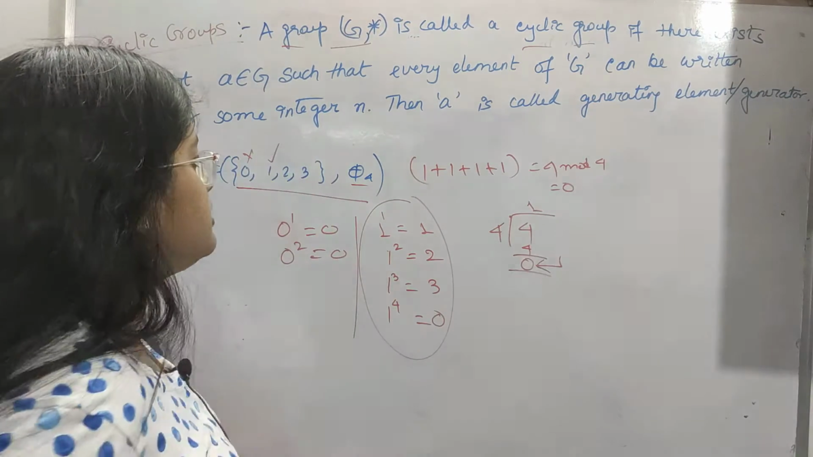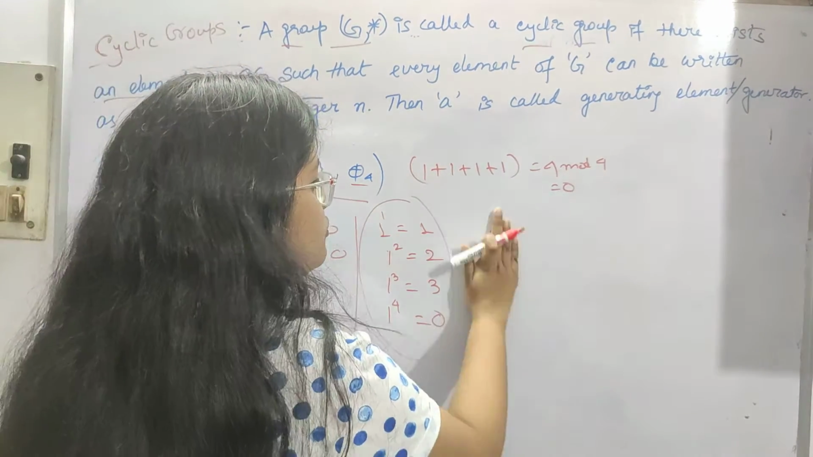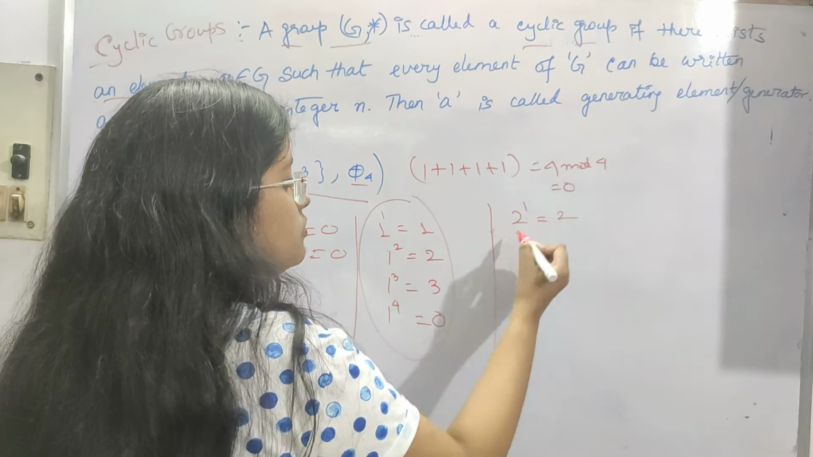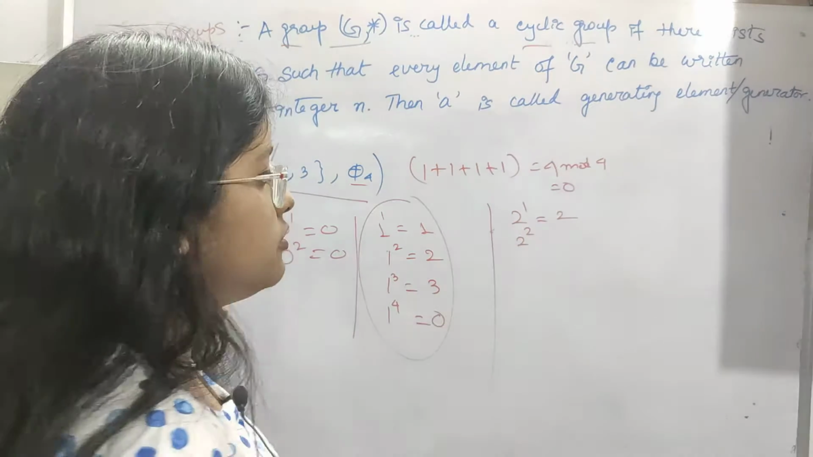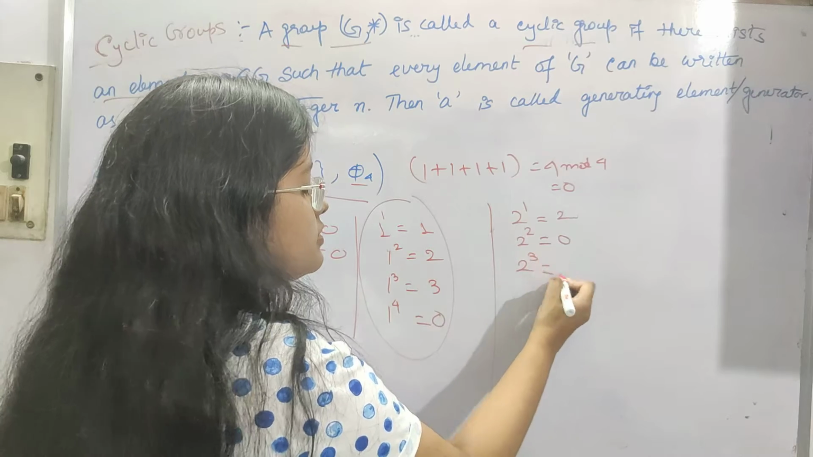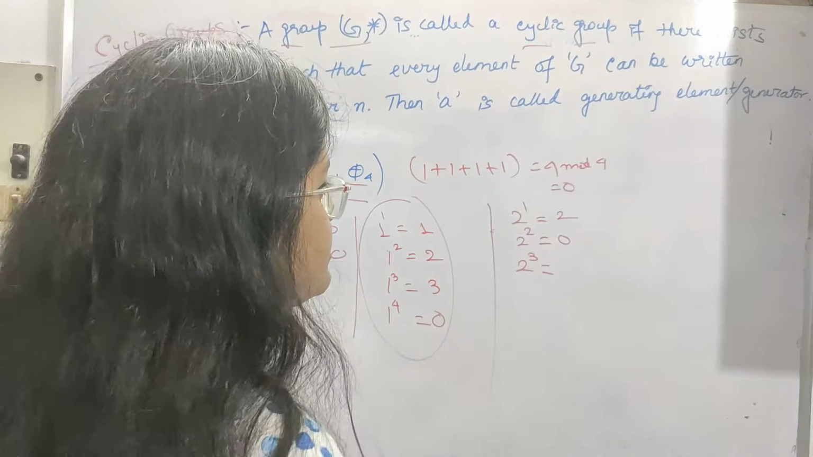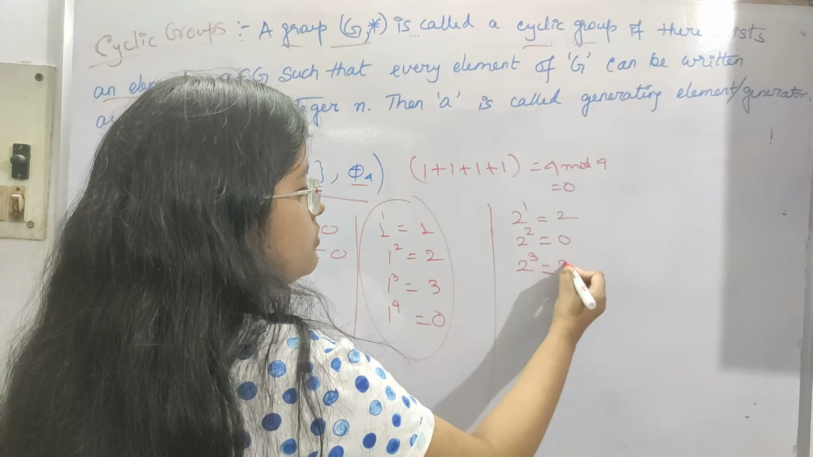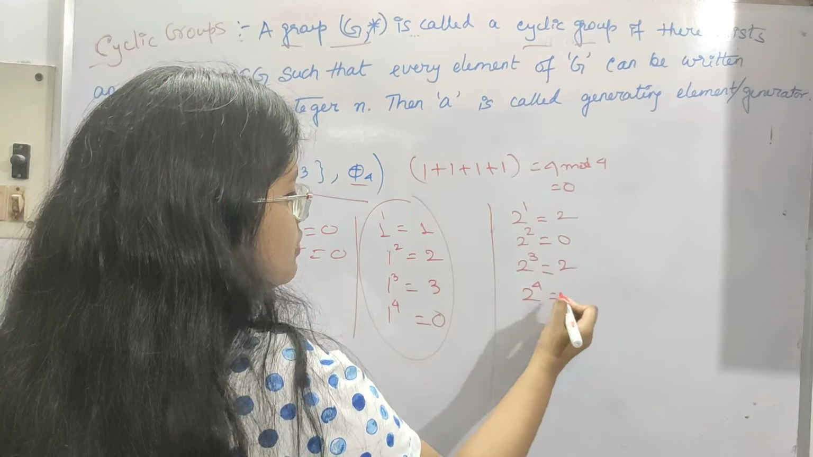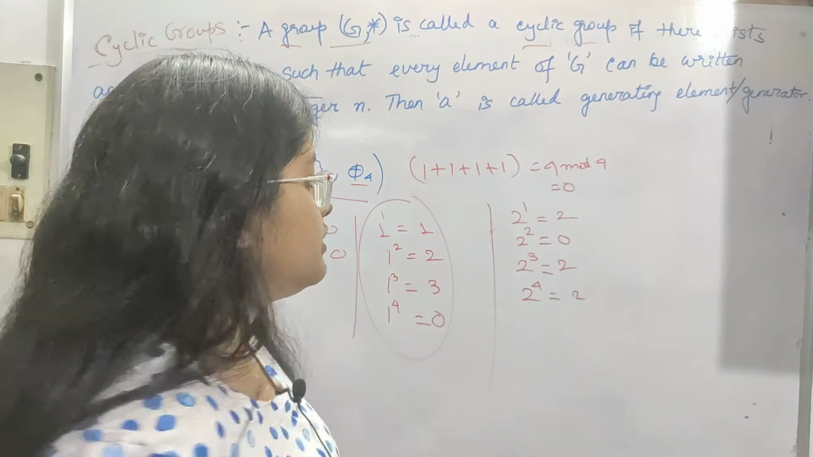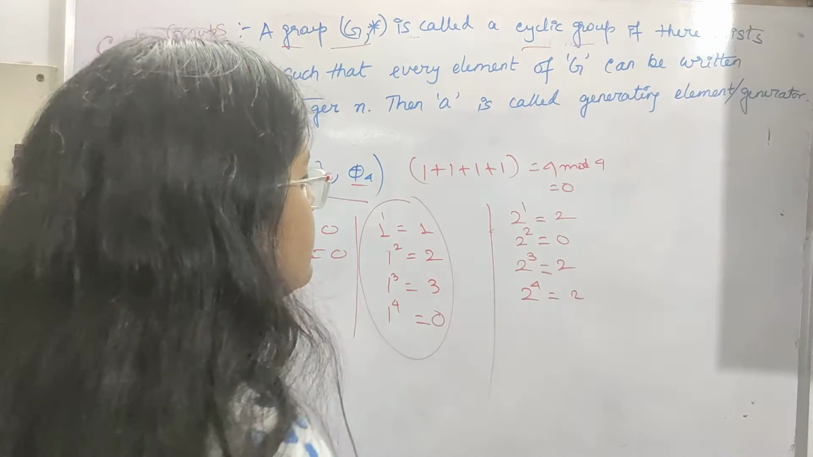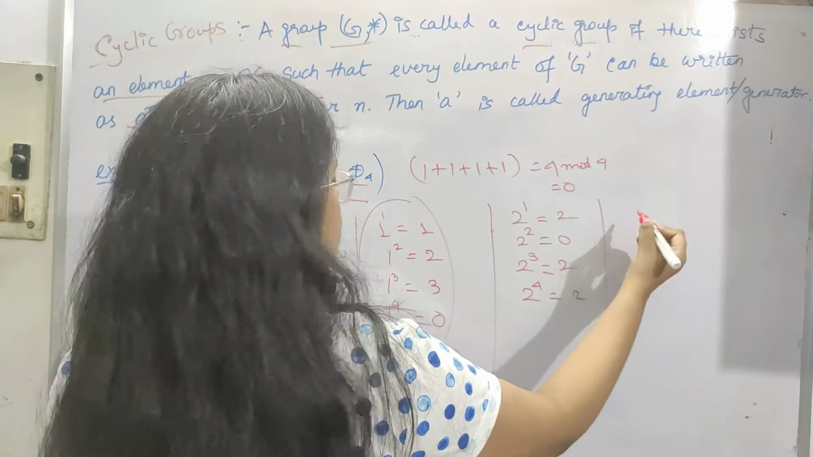So 1 is a generator. Now let's see if 2 is a generator or not. 2 to the power 1 is 2. 2 to the power 2, 2 plus 2 is 4, and if we take the modulus, it is 0. 2 to the power 3 is 2 plus 2 plus 2, 6, and 6 modulus 4 is 2. Then 2 to the power 4 is 8, modulus 4 is 0. So nothing new is coming actually. So 2 is not our generator. Now next is 3.